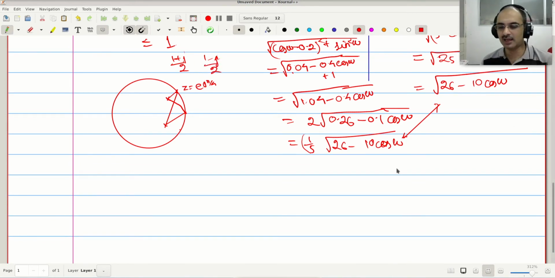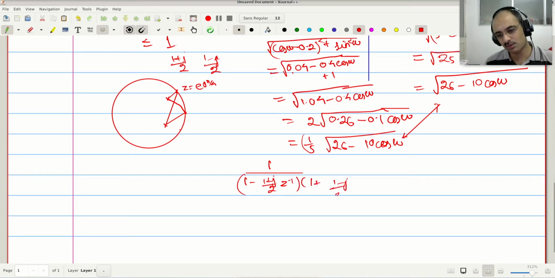Okay. And what is the z transform that this corresponds to? It's this kind of all pole system, 1 over (1 minus (1 plus j)/2 z inverse) times (1 minus (1 minus j)/2 z inverse). Let's actually expand this out and see what we get.